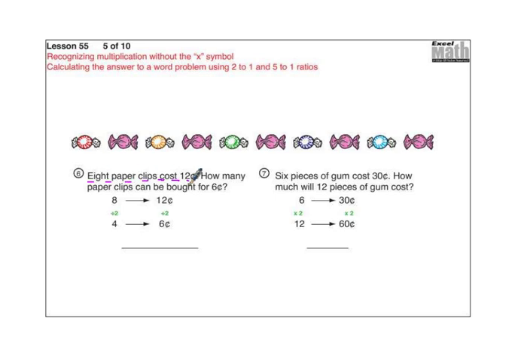8 paper clips cost 12 cents. How many paper clips can be bought for 6 cents? Now, this is basically an equal ratio problem, but I'm going to call it a stuff for money problem. So this is stuff for money. When you see a problem like this that tells you you get some stuff for a certain amount of money, and then asks how many, and we don't know how much stuff there is for this money, that's a stuff for money problem.